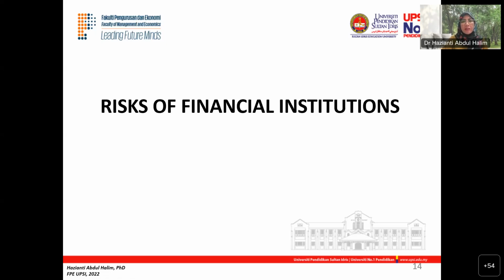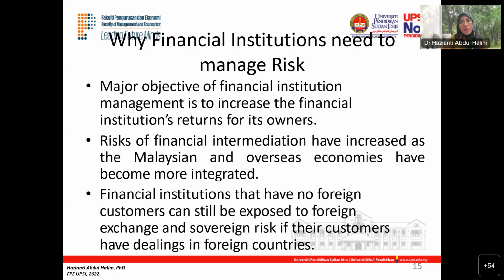Alright, why does a financial institution need to manage risk? The difference between financial institution risk and the risk we have seen before is that some of them are actually similar. When we talk about financial institution risk, they really need to manage risk because they are dealing with financial information, because they are a financial institution. So the major objective there is to increase the financial institution's returns for their owner.